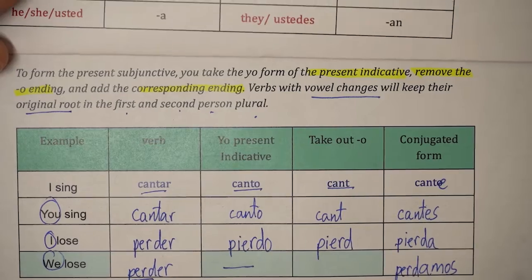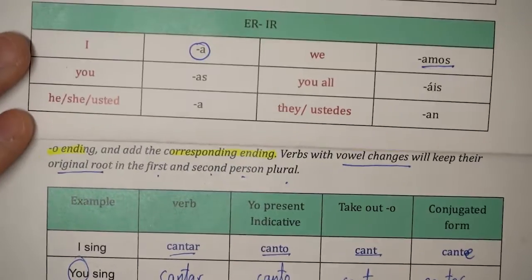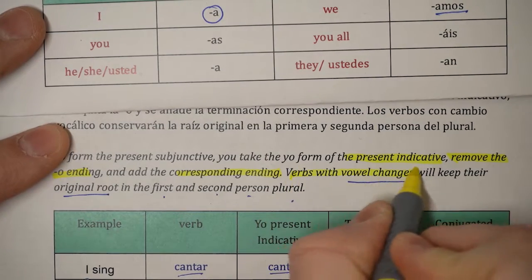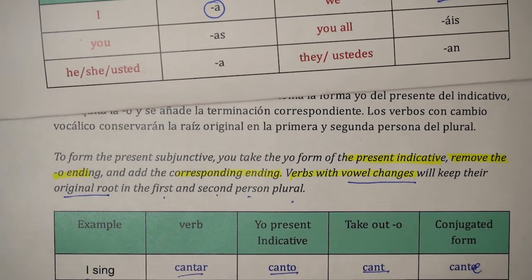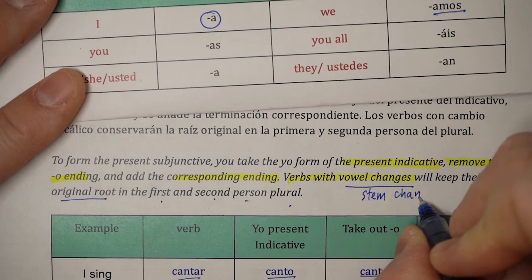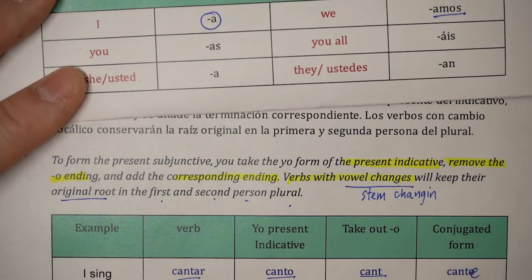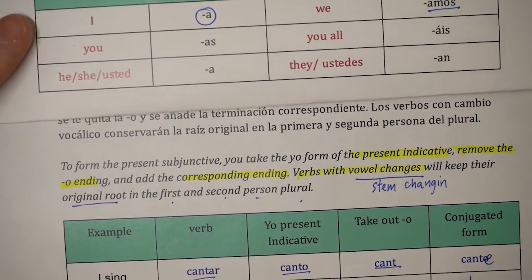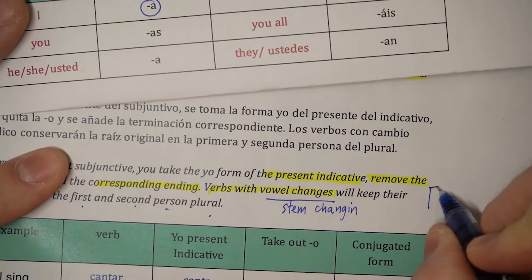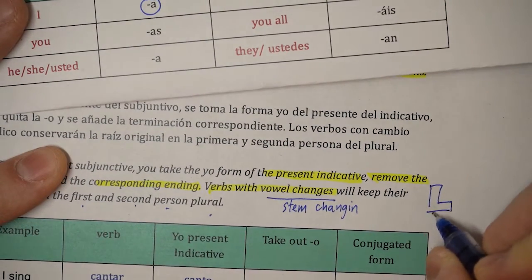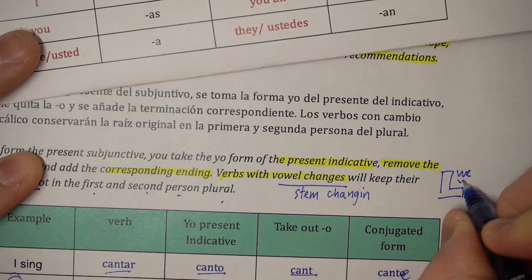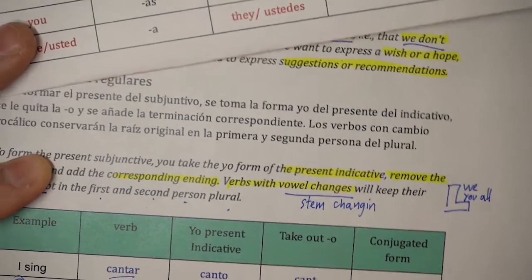Now, something very important when we are conjugating the subjunctive in the present, we need to know that the verbs with vowel changes, as we know as stem changing verbos in the present, will keep their original root in the first and second person plural. Remember the boot? So it's the same concept. Inside the boot, we change the stem. Outside the boot, in the we and you all, we don't change the stem. We keep the original root.